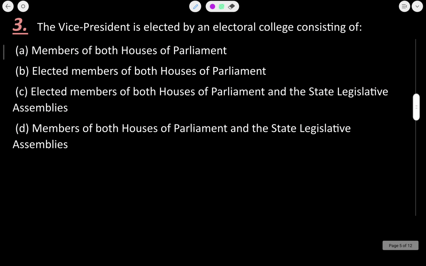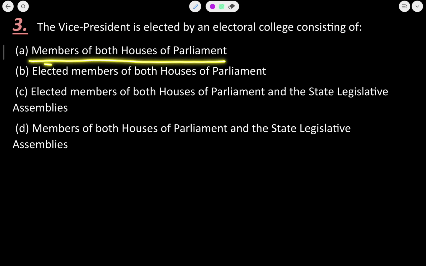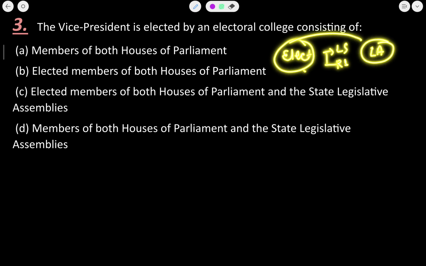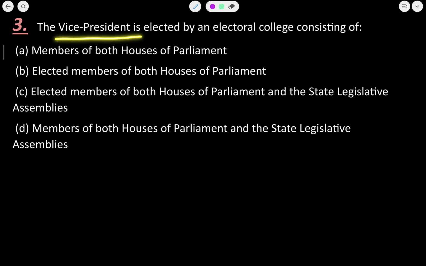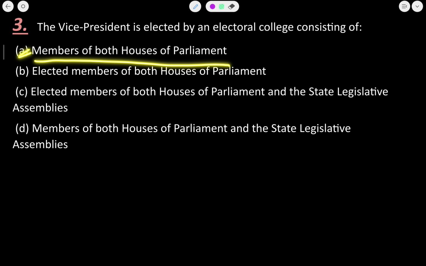Now, the vice president is elected by an electoral college consisting of, so this is a simple question I guess, the members of both houses of the parliament. ठीक है, elected members of the houses of parliament, that is Lok Sabha and Rajya Sabha, and elected members from the legislative assemblies of the states. ये elected members का role होता है in the elections of the president. Also, a point to be noted here: vice president के election में both nominated as well as elected दोनों members होते हैं. So यहाँ पे all members हो गए. ठीक है, that is why 3 का A is the right answer.